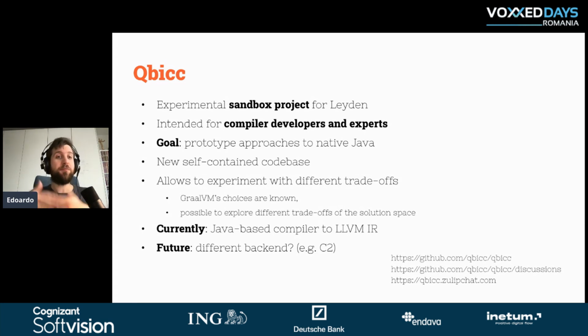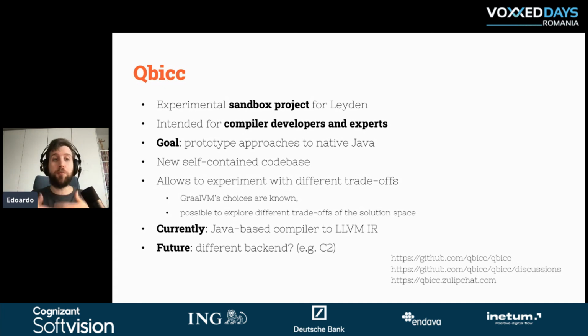idea is to experiment with ways to create native images geared towards steering the direction of Project Leyden. So the idea is to work as a sandbox, so that we can experiment with ideas that go into Project Leyden. It's a self-contained code base, as I said, written in Java, and it will allow us to experiment with different trade-offs. So we have lessons learned from the GraalVM approach, which is now more mature.